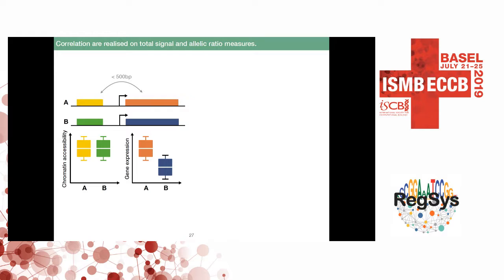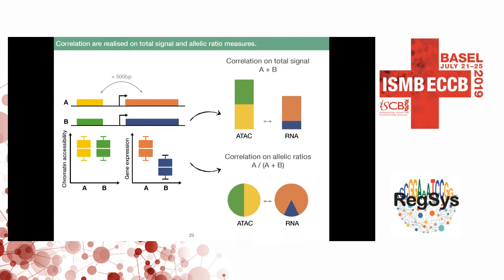And then with this data, you can try 2 different ways of correlations. First, you have the correlation on total signal, so non-allele specific, by just summing up the signal from both alleles. But you can also correlate the allelic ratio, in fact. So you lose the information on total signal, but you gain the information about bias and imbalance. So for example, in that case, you will see that the chromatin accessibility is balanced, but the gene expression level is imbalanced toward the orange gene.